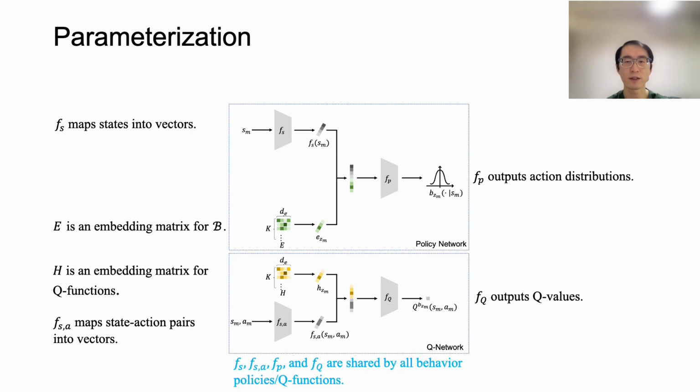Given a state, we first map it into a vector using network Fs. Then the vector is concatenated with the embedding vector of the corresponding policy and passed to another network Fp, which outputs action distributions. In addition, we also learn the Q functions of these policies, which can be used in actor-critic algorithms. To compute the Q value of a state action pair in some trajectory, we first map the pair into a vector using network FSA. Then the vector is concatenated with the vector in the matrix H and passed to a network FQ.